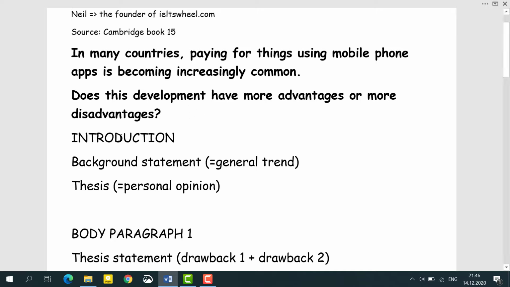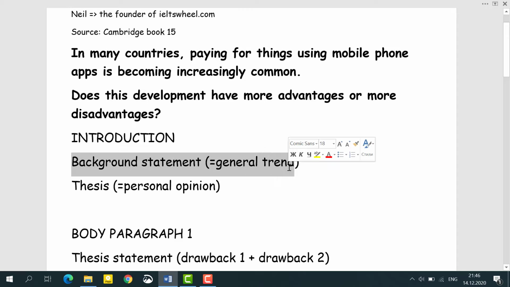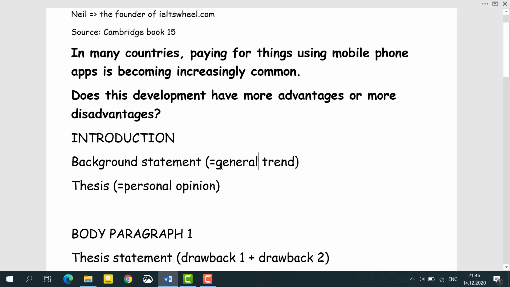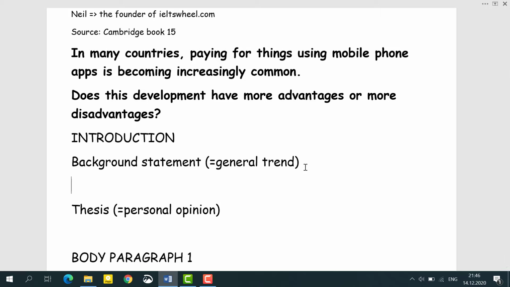First of all, it's very important to write our first paragraph, which is called the introduction. Our first sentence is called a background statement, and when you want to write a background statement, you want to write a very general trend that something is true around the world. So how can we do it?